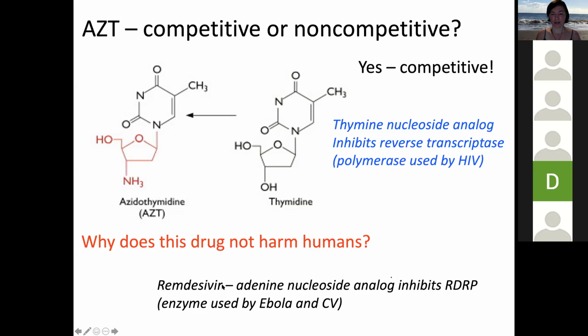So this drug was tested for potentially being a treatment for Ebola and currently being tested as a potential treatment for coronavirus, because the idea is that if it inhibits this enzyme, which these guys need, maybe it could be useful. And it works very similarly. Instead of thymidine, it's an adenine analog, but again, it plugs into the active site. So similarly, it's a competitive inhibitor.